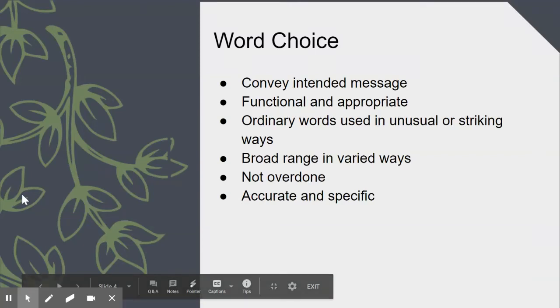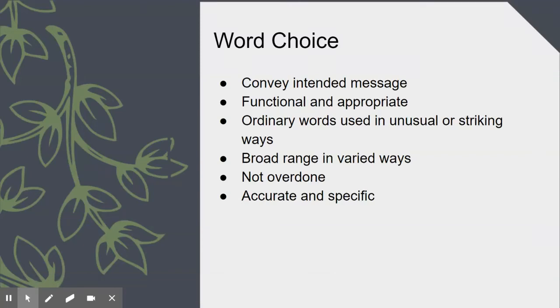The next writing trait we're going to talk about today is word choice. When we talk about word choice in our writing pieces, we want to convey our intended message. So, if I am talking about how important it is to take care of our environment, by the end of reading that essay, hopefully the reader understands that that was my intended message. So, getting across your point.